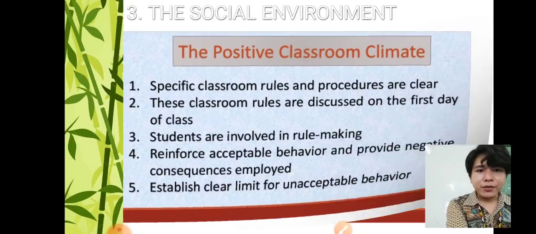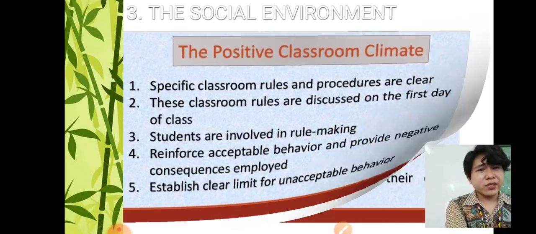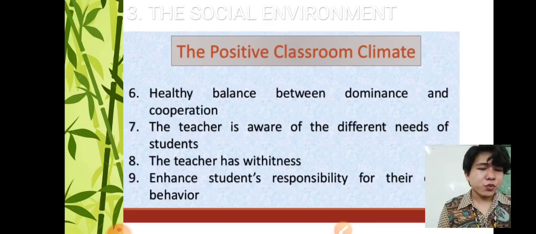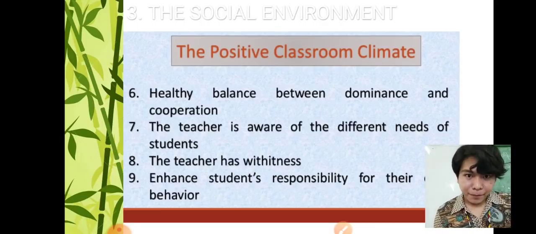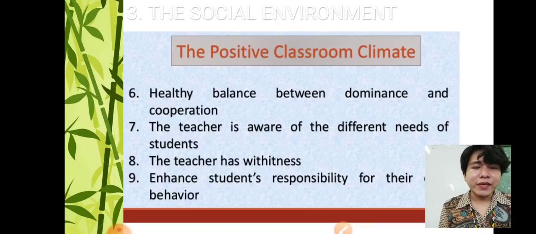And also, establish clear limits for acceptable behavior. That is part of your rule. That is why I stated here in our class that I am a cool teacher. I do have a high level of tolerance when it comes to craziness. But you need to see to it that you do not overdo it. Because we do really have our own limitations. Next, healthy balance between dominance and cooperation.